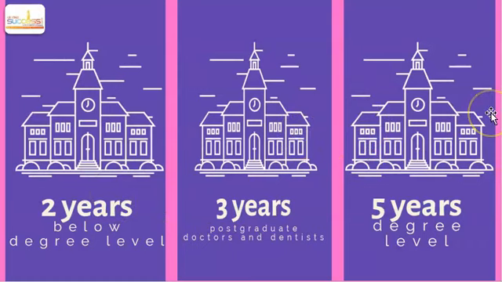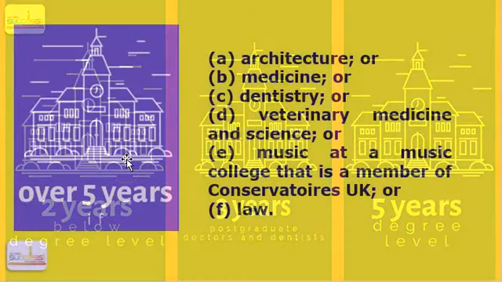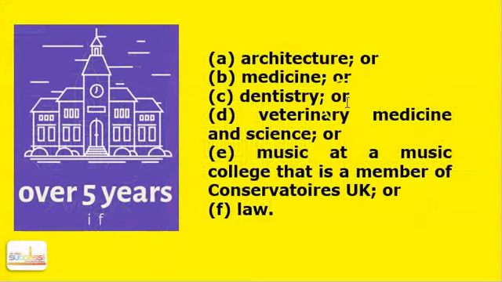And if you study at the degree level, you can remain in the UK for up to 5 years. There are some exceptions to the 5-year degree level courses rule, and you can study for more if one of your core subjects of the bachelor degree are architecture, medicine, dentistry, veterinary medicine or science, music at a music college that is a member of the Conservatoires UK, and also law.